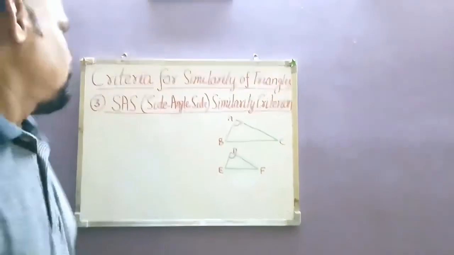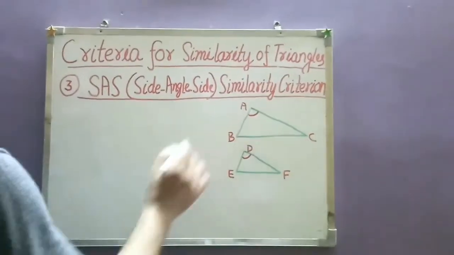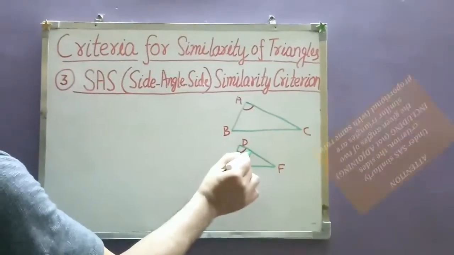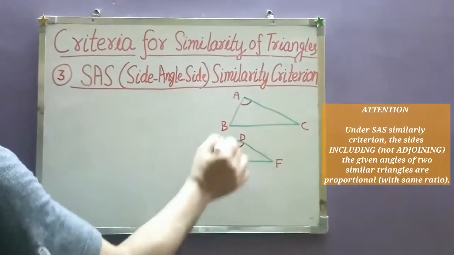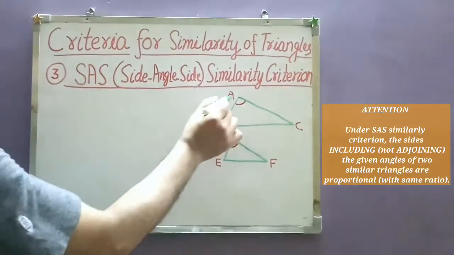Third criterion, SAS, means side angle side similarity criterion. Statement, in two triangles, if one angle of a triangle is equal to one angle of the other triangle and sides including these angles are proportional, then these two triangles are similar.